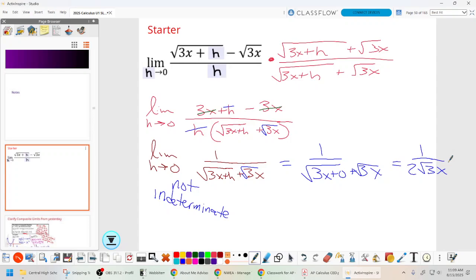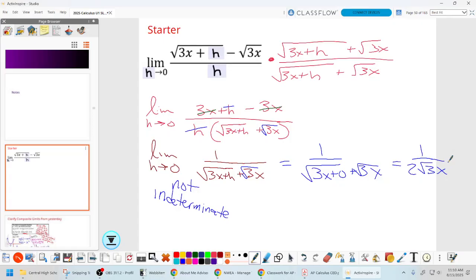Questions on that one? How'd you do? Everybody rate yourself with the thumb up, angled, down. Okay. Alright, we're going to keep working on these today. Any questions on the homework? Good.